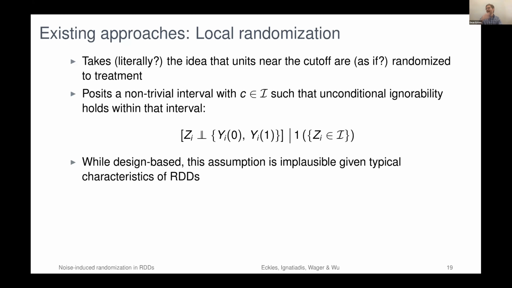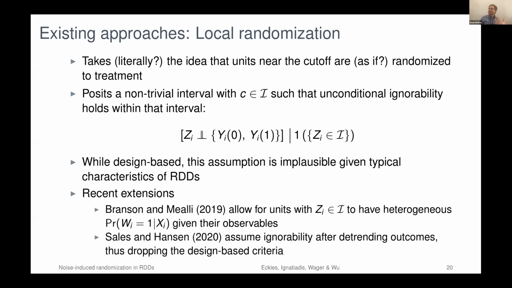Okay. So I think that just taken literally, this ends up being implausible. There are some recent extensions here that try to address this in some way. So Branson and Michal allow for units in this interval to have potentially heterogeneous probabilities of treatment. But these probabilities need to be just a function of observables, not unobservables. Sales and Hansen assume this kind of ignorability after detrending outcomes. But of course, this drops the nice characteristic that this local randomization approach has, that it's design-based.